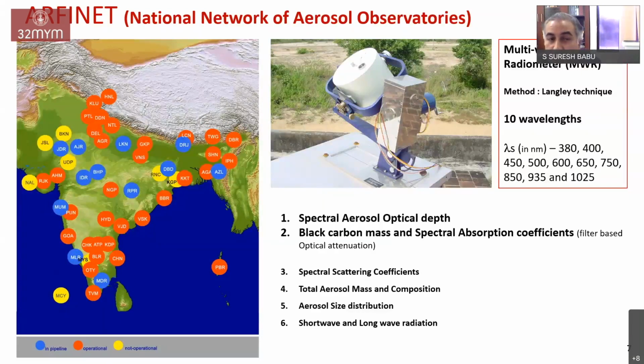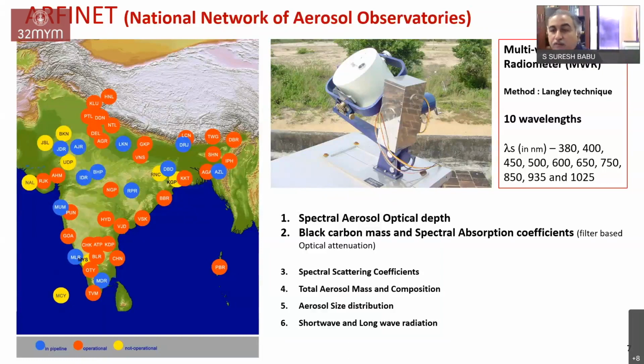In addition to that, we have observations of black carbon, basically the most light absorbing species in the atmosphere. In fact, now we are operating a chain of observatories along the Himalayan region to measure the black carbon over the Himalayan region. In addition to that, we have observations on the spectral scattering coefficient to estimate the single scattering albedo and the total aerosol mass and composition from different stations and size distribution, and of course the radiation, because radiation measurements are also important when we talk about aerosol radiative forcing.